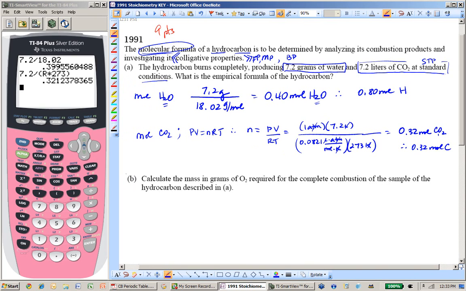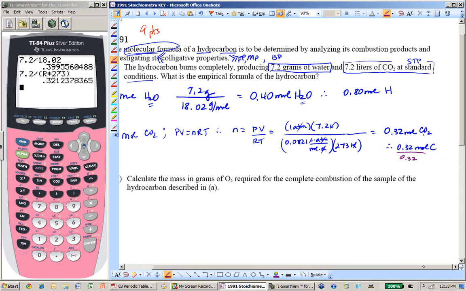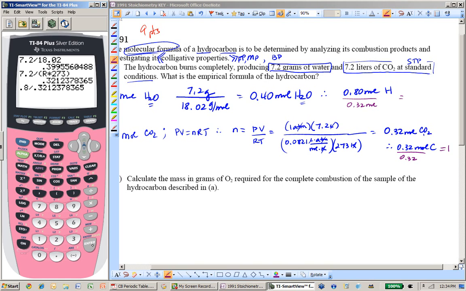All right, so what do I have going on with my mole-to-mole ratio? I do not write C0.32 H0.8. The typical thing to do is divide both of them by the smallest, so I'm guaranteed to get a 1 here. So I got 1 for the carbon, then I come back up here and do that, and I get 0.8 divided by 0.32, and I get 2.5.